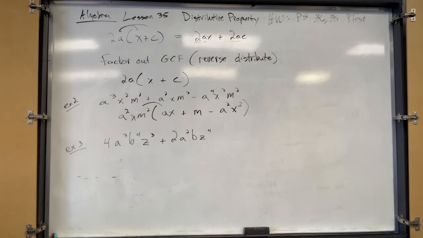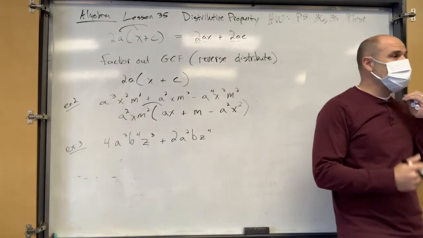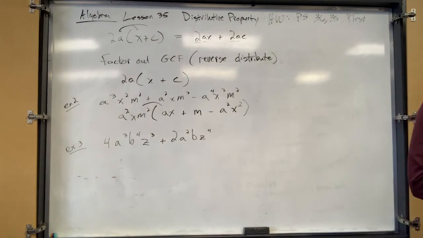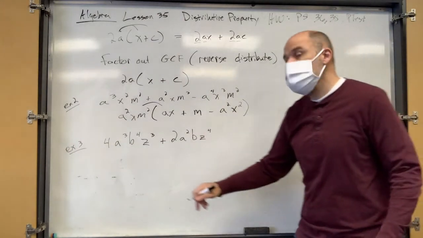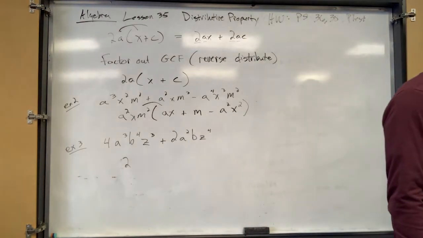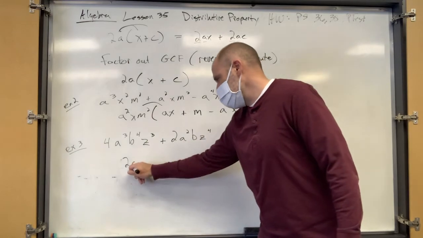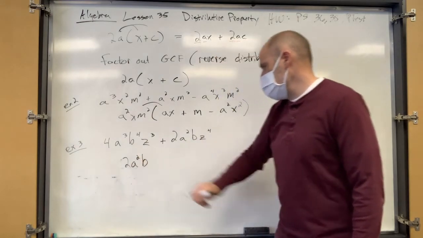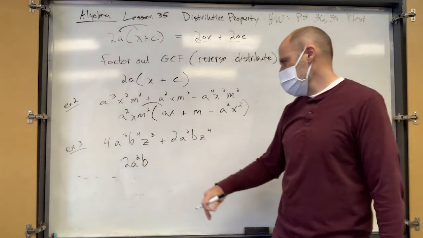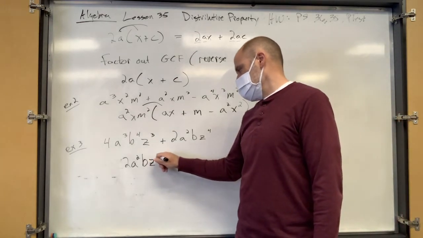All right. What's the greatest common factor? Let's start there. What can we take out? What can we divide out of both of these terms? 2. I heard a. What else? A to the second, because 3 and 2, so 2 is smaller. All right. And then b to the. Just b, and then z to the third. All right, let's go shopping.